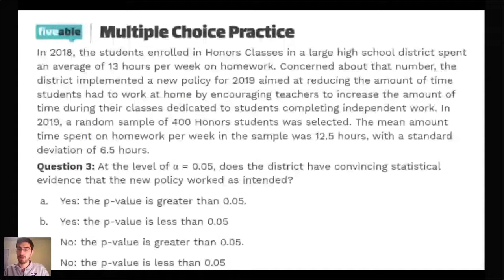I know it's a mess on the screen right there, but if I put it in my calculator, 12.5 minus 13 all over 6.5 over the square root of 400, I should get about negative 1.5, which I do. And this is how I typed it into my calculator screen, just like that. And that's what your calculator is doing behind the scenes.